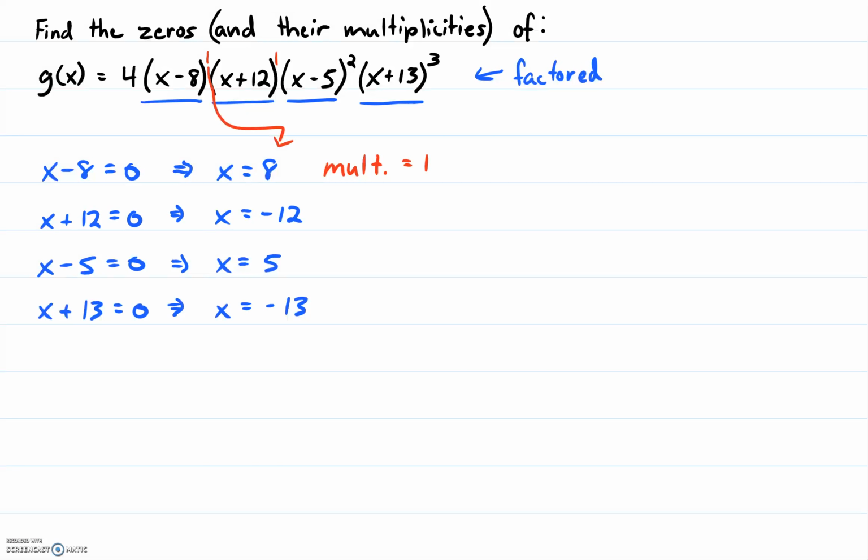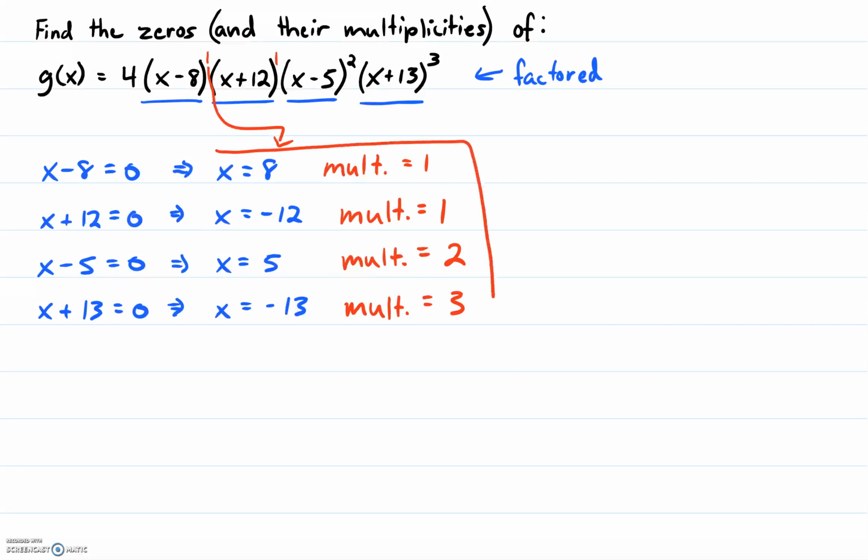The multiplicity of our x equals negative 12 is also going to be 1 because that's the exponent attached to that factor. The multiplicity of the x equals 5 is going to be 2 because our exponent is a 2, meaning that factor happens twice. If that factor happens twice, then the zero must happen twice also. And the multiplicity of the x plus 13 to the third, or of the zero x equals negative 13, is going to be 3, because again, all we're doing is taking the exponent. And that's it. You now have your factors, your zeros, and their multiplicity. And that's all you need to know.